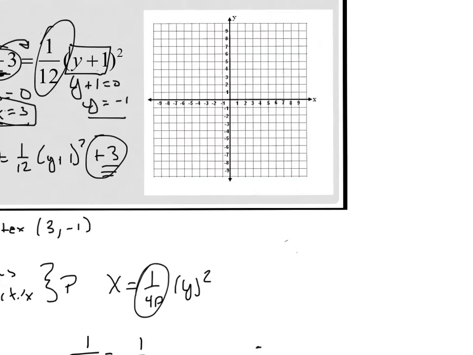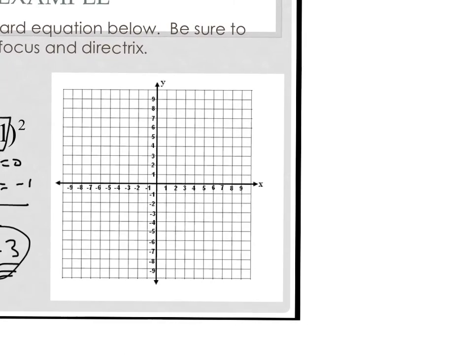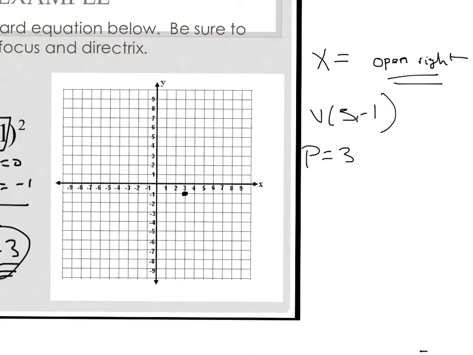So I'm going to go ahead and zoom in here. And I know that the vertex is at 3, -1. So I'm going to go ahead and plot 3, -1. And I know p is equal to 3. And it was an x is equal to equation, so I'm going to open to the right. It was positive, so I know I'm going to open to the right. So I'm going to draw my parabola opening to the right from the vertex, and I'm going to count 3 units. And counting 3 units is not too hard. We'll change this to green. I'm going to go 1, 2, 3.